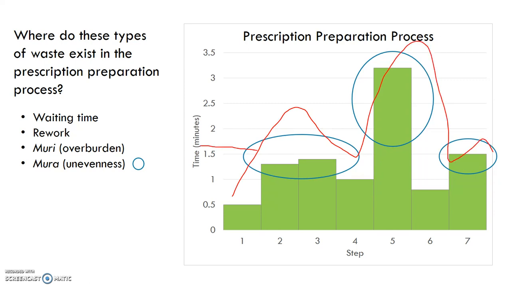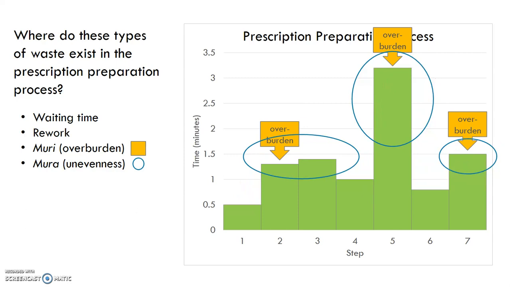Ideally, what we'd like to see is something that's a little more consistent. It's never going to be perfect, flat all the way across, but the more equivalent we can make each step in terms of the amount of time it takes, the less waste we're going to have embedded in this process. And we can see this as we look at some of our other types of waste. So when we have unevenness in a process, it implies that we have overburdening in the process. And these are places where overburden occurs in our prescription fulfillment process.